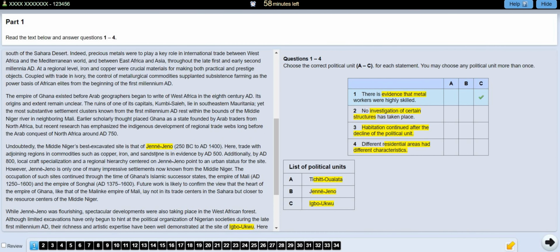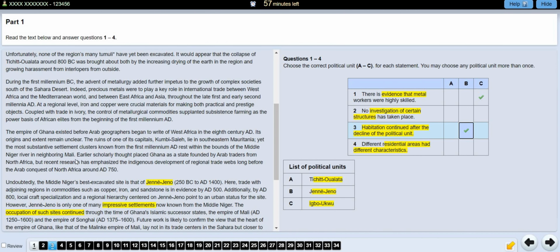Now Jenne-jeno. Undoubtedly the Middle Niger has some of the best excavated sites, like Jenne-jeno, with trade for adjoining regions, commodities, and local craftsmen specialization. However, Jenne-jeno is one of the most impressive settlements at the Middle Niger. The occupation of such sites continued, the habitation continued after the decline of the political unit, through the time of the Ghana successors and the empire. So habitation continued on. Jenne-jeno is B.